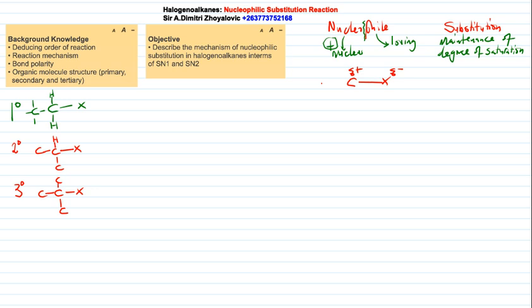Examples of nucleophiles: we have hydroxide, with the lone pairs on the oxygen. We also have cyanide. We also have H2O, water. We also have ammonia.